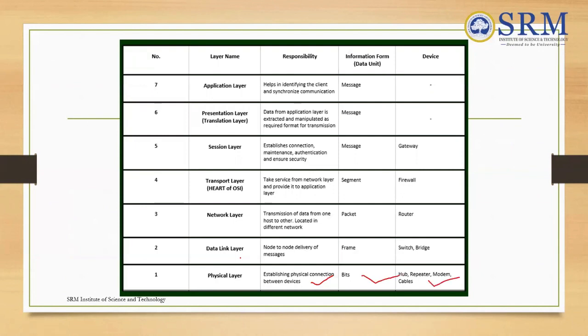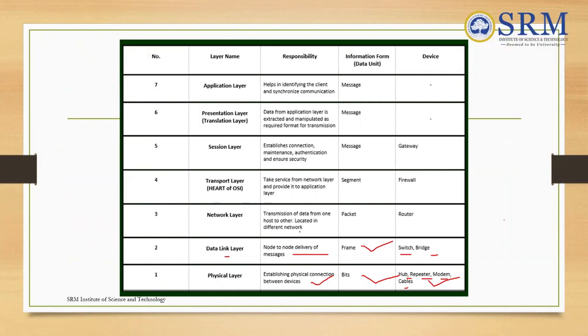We are using devices like hub, repeater, modem, cables, normal things just to connect two devices, two PCs. We are not sending any information, we are just going to connect two devices. So here your information will be in the format of bits. And the next, data link layer, here node to node delivery. Your data will be in the format of frames. We are using switch and bridge here.